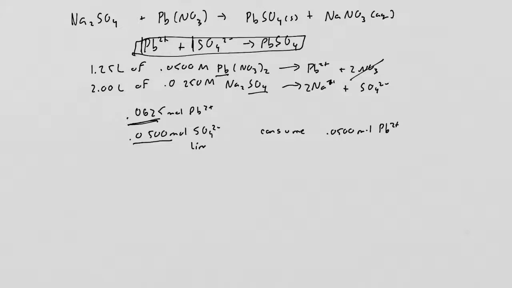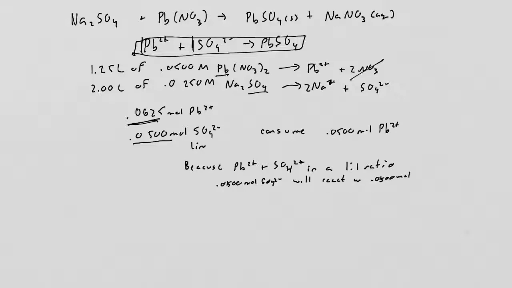Now, if I was doing this in AP, I'd say, well, because Pb2+ and the sulfate react in a 1-to-1 ratio, 0.0500 mole of SO4 2- will react with 0.0500 mole of Pb2+, leaving 0.0125 mole Pb2+ in excess.